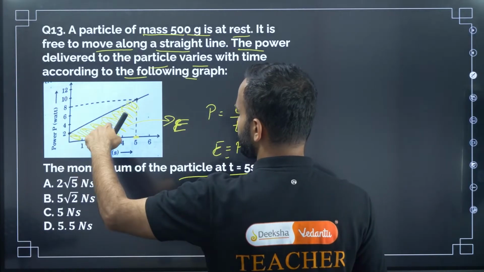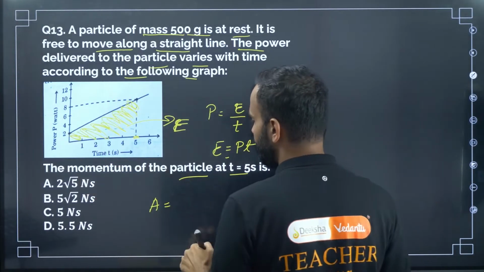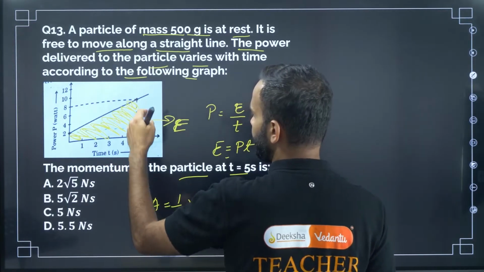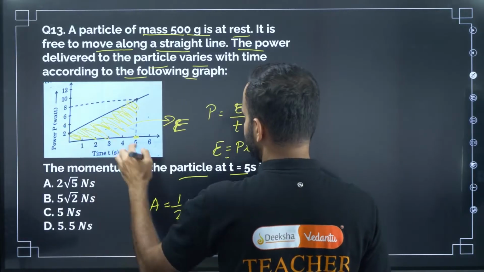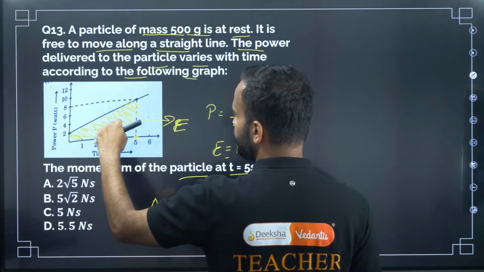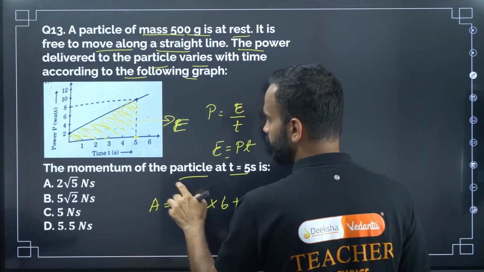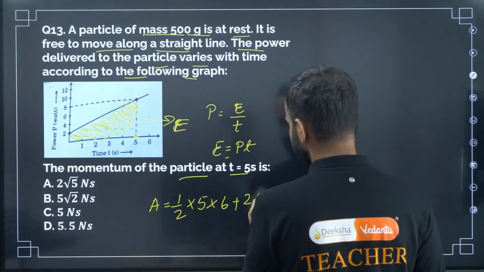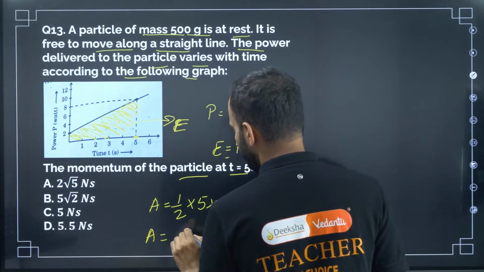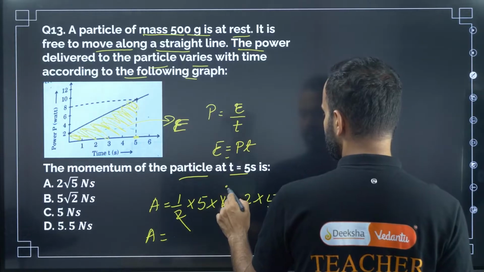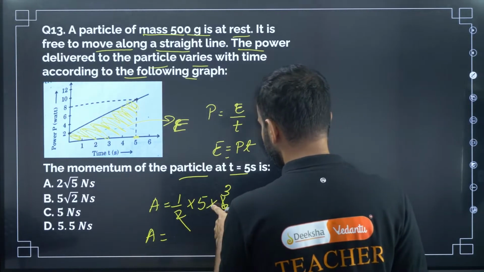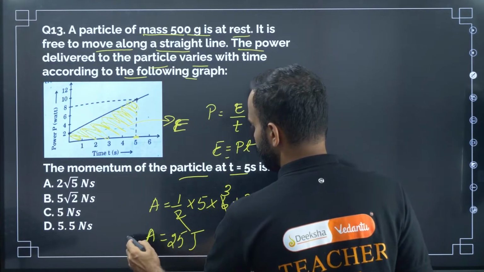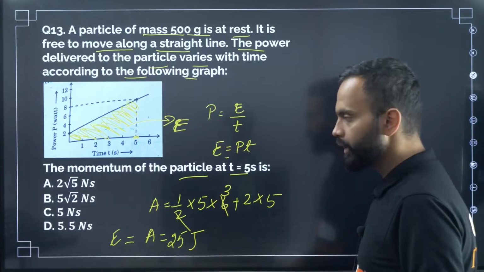First let's find the area of the triangle. Half into base is 5 and height is 6, plus the area of this rectangle, that will be 2 into 5. So A equals, 2 threes are 6, so 15 plus 10, 25. So 25 joule, which is equal to energy. Energy is 25 joule.